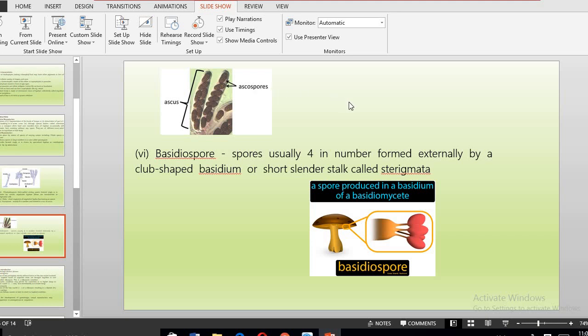We also have basidiospores, and basidiospores are normally 4 in number, and these are formed externally by a club-shaped basidium on short slender stalks called sterigmata. And this is what we are talking about. These are basidiospores. If you count, this is 1, 2, 3, 4 of them, and they are held by a slender stalk called sterigmata. This is the sterigmata. So anytime you are in the laboratory observing spores under a microscope and you see 8 of them being produced by the ascus, then this will be an ascospore. If you see 4 of them, then that should be a basidiospore.